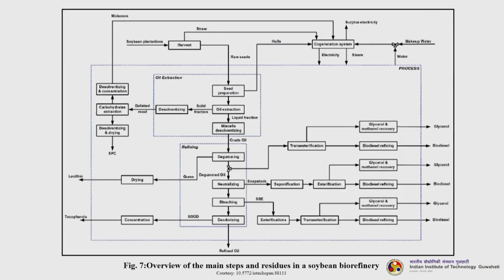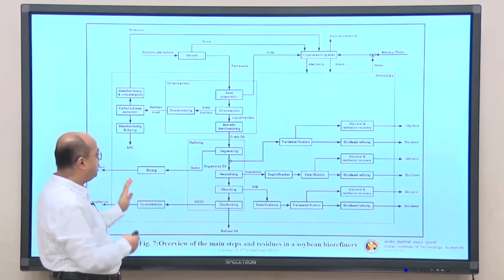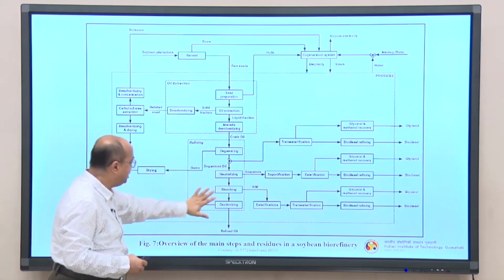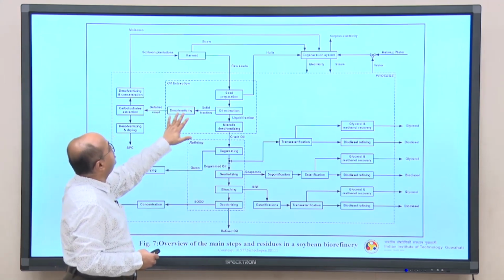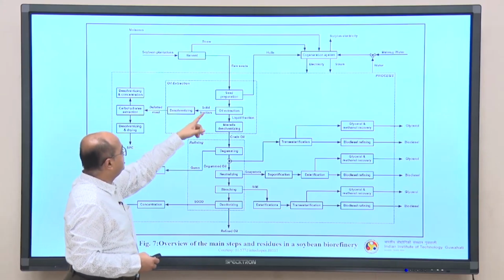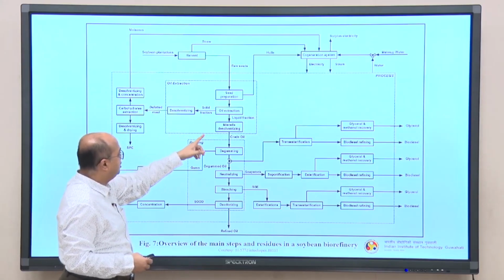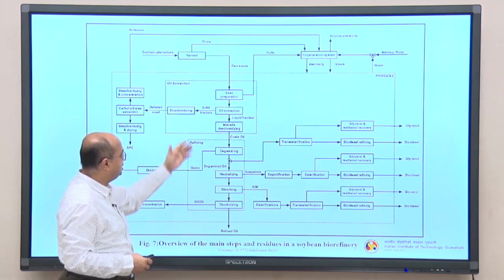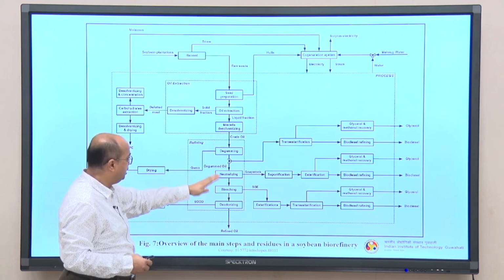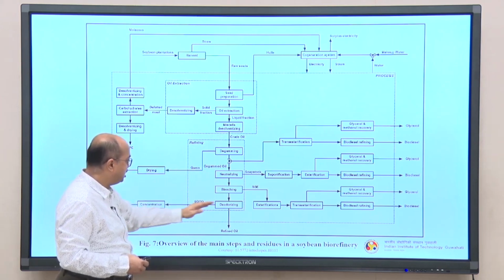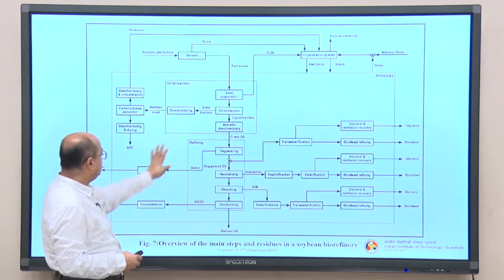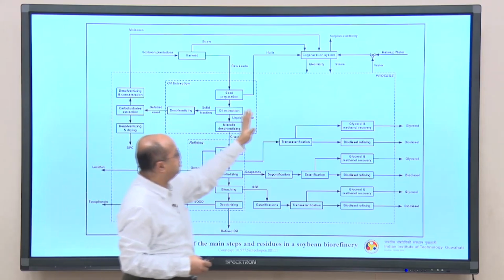So, this is an overview of the main steps and residues in a soybean biorefinery. So, whatever we have discussed is put in a single slide. So, you can go through it later. Here what is being done, basically, is that the entire process, suppose that this is a refining process, okay. This is the oil extraction unit. Okay. So, seed preparation, oil extraction, desolventizing, okay. This micellar desolventizing, then you get the oil, it goes to refining, degumming, neutralizing, bleaching, deodorizing, you get the refined oil. And apart from that, there are so many other processes also happening together.